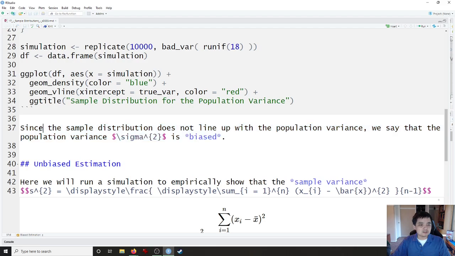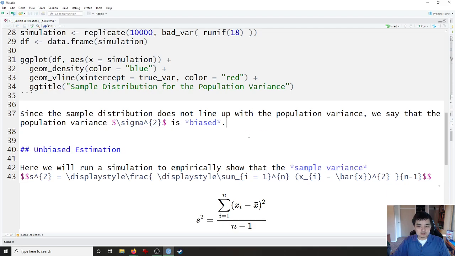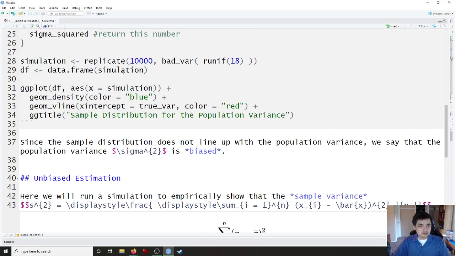So reading off this sentence here, since the sampling distribution does not line up with the population variance, we say that sigma squared is a biased estimator going from the sample to the population. Oh, and I should mention one of the reasons why this code is pertinent is because I'm asking you to do something similar in the RH3 homework assignment. So for those folks who are doing the RH3 homework assignment due next Friday, you would need this code here.